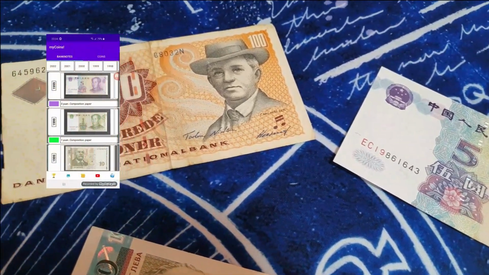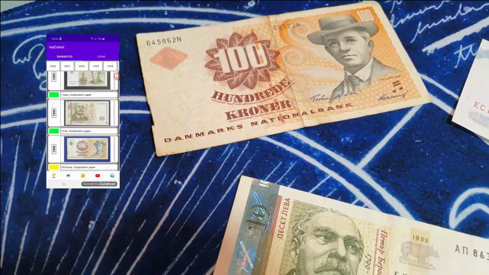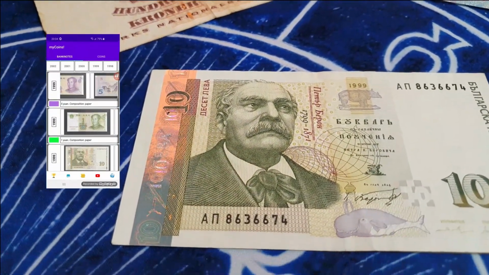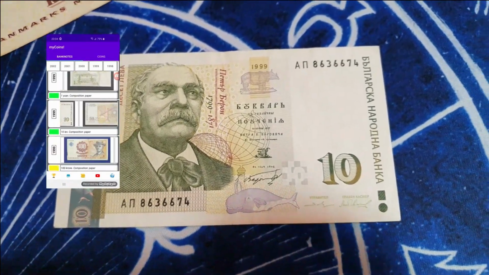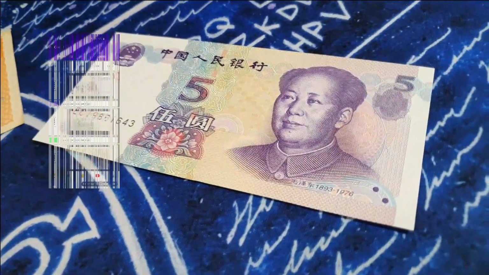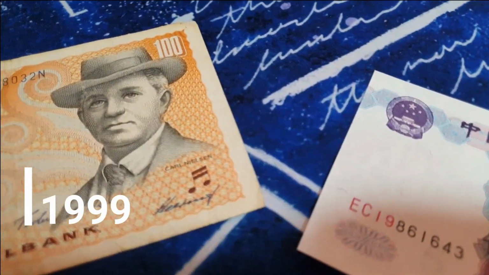I have only 4 banknotes from this particular year, issued in 3 different countries. China 5 and 1 yuan. Bulgaria 10 leva. And Denmark 100 kroner. Let's examine them together. 5 and 1 yuan have almost the same characteristics, so we will compare the 5 yuan banknote only. Okay, these are our 3 banknotes of 1999 to compare.